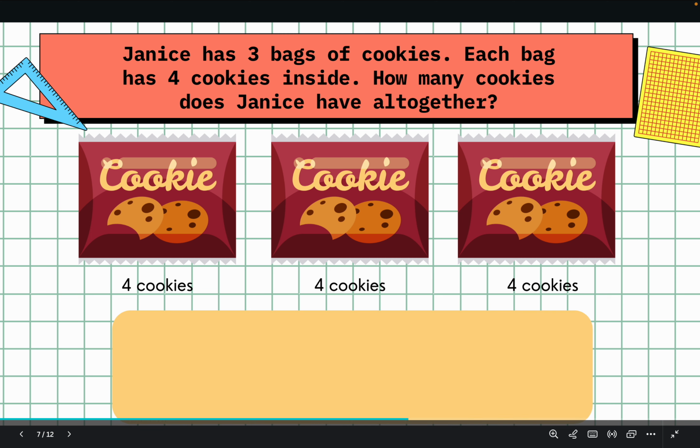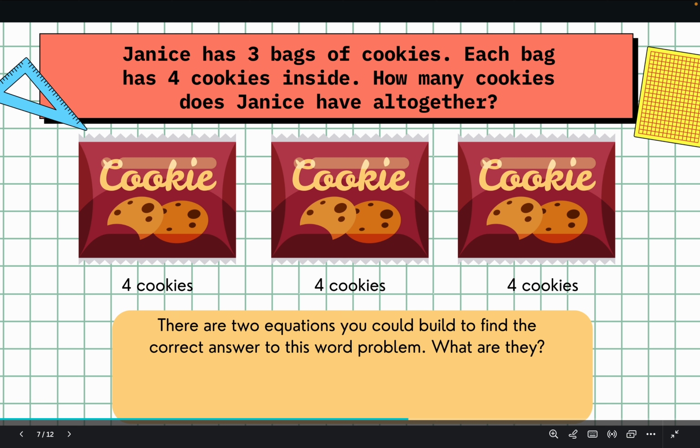Now, I present a challenge to you. There are 2 equations you could build to find the correct answer to this word problem. What are they? Take a moment to pause the video and work it out.